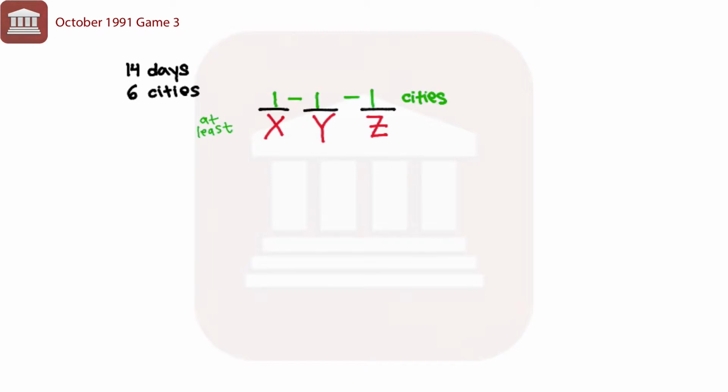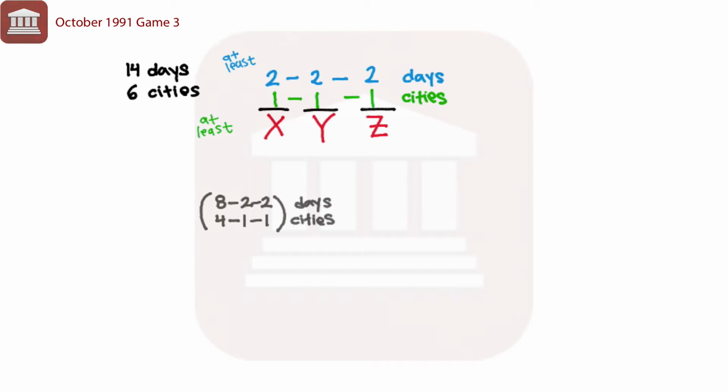Rule number 4, she spends at least 2 days in each city she visits. And rule number 5, she spends only whole days in any city. Okay, so since we know that she's spending 14 days in 6 cities, we know there are 3 possible variations for days to cities. We can have Hannah see 4 cities in 1 country and then 1 in the other 2. So since she spends at least 2 days in each city, she'll spend 8 days in the country where she sees 4 cities and then 2 in the other countries.